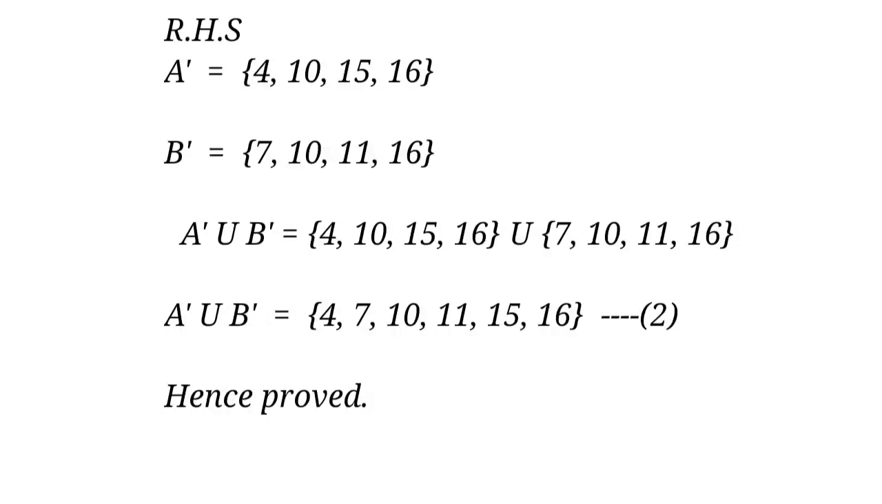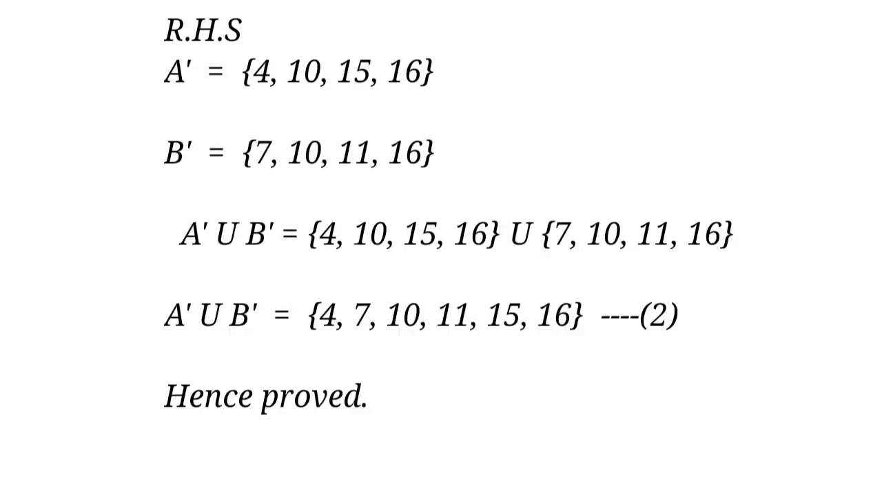Then right hand side, A' union B'. First step, A' = U minus A. Then A' = {4, 7, 8, 10, 11, 12, 15, 16} minus {7, 8, 11, 12}. A' = {4, 10, 15, 16}.